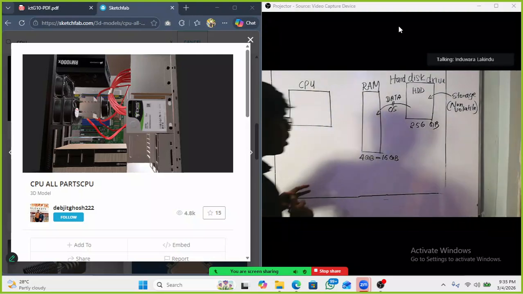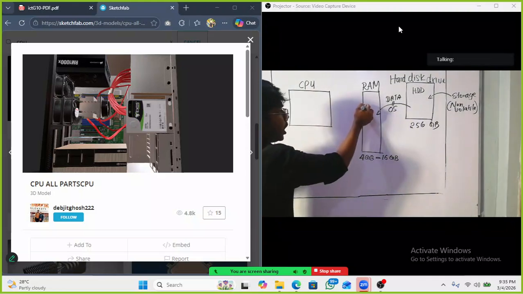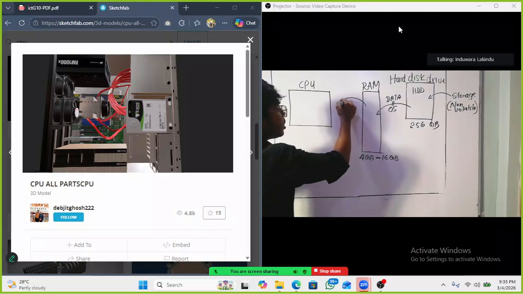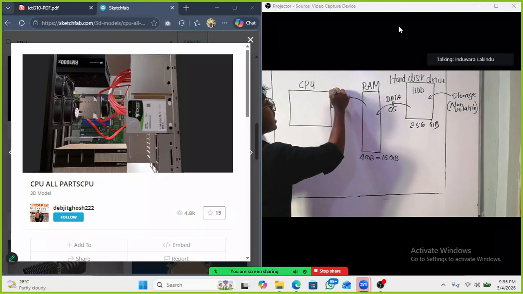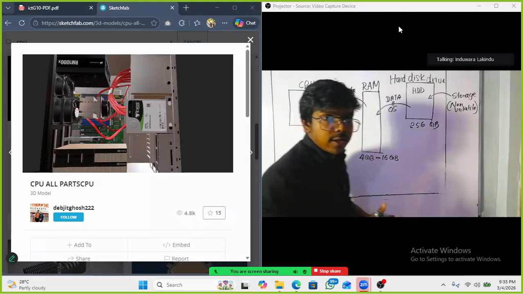Once the RAM has the data, it will go to the cache memory, which is just outside the CPU. This cache memory we call L2 cache, which is just outside the CPU.